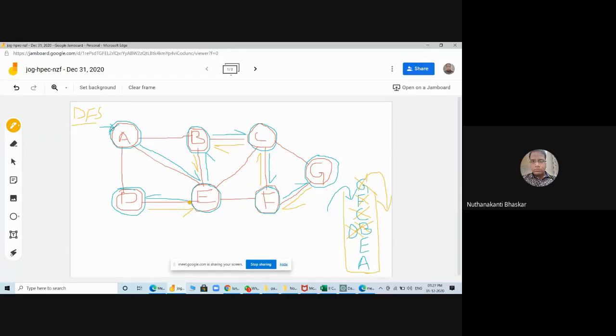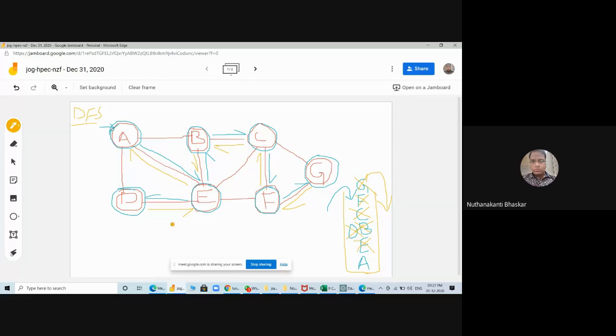Now from E, is there any unvisited node now? No, sir. If it is no, then what should we do? Backtrack. Sure. Pop the top of the element, backtrack. Backtrack means from E, what is the backtrack? A. Understand?